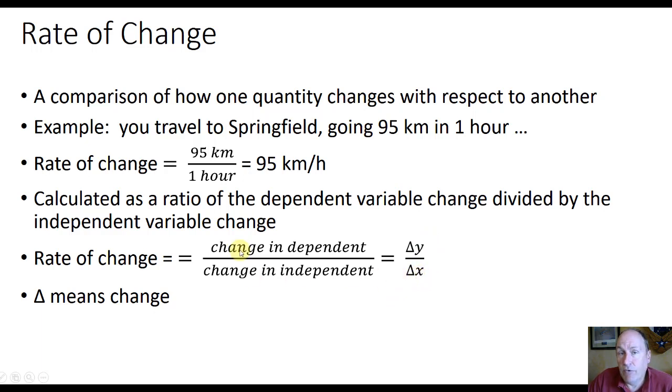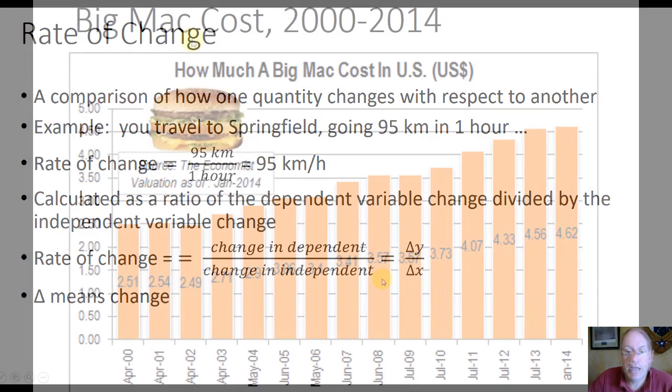But again, rate of change is calculated by finding the change in the dependent variable, in this case distance, divided by the change in the independent variable, in this case time. So in our example, if d was distance and t was time, the rate of change would actually be delta d divided by delta t, the change in distance divided by the change in time.